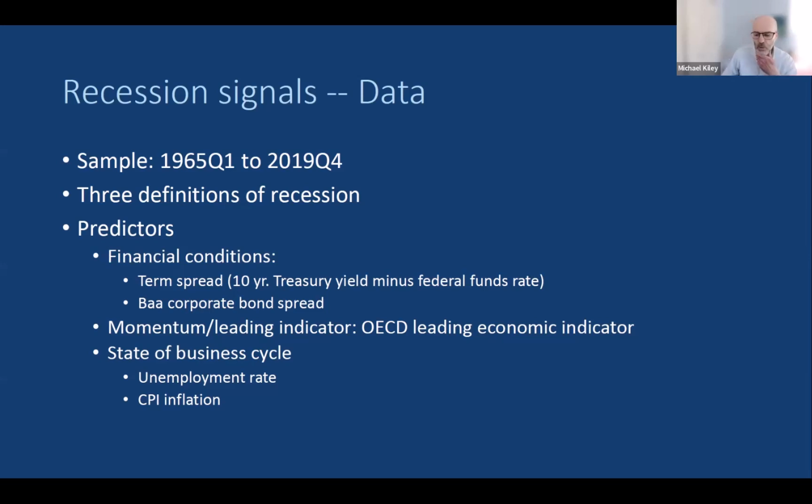For indicators of momentum, I'm going to use the OECD's leading economic indicator. As many of you know, that is an indicator that combines measures of strength in the labor market, such as unemployment claims, measures of consumer and business confidence from surveys, measures of housing starts or other leading indicators. So I would mention two things, right? There's obvious data snooping bias. The OECD constructs this leading indicator in order to predict recessions.